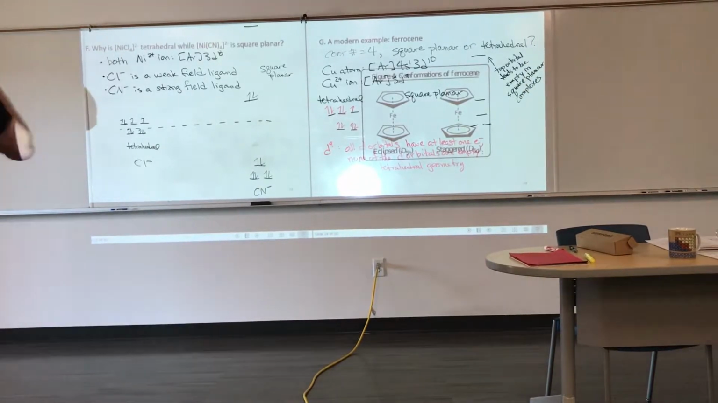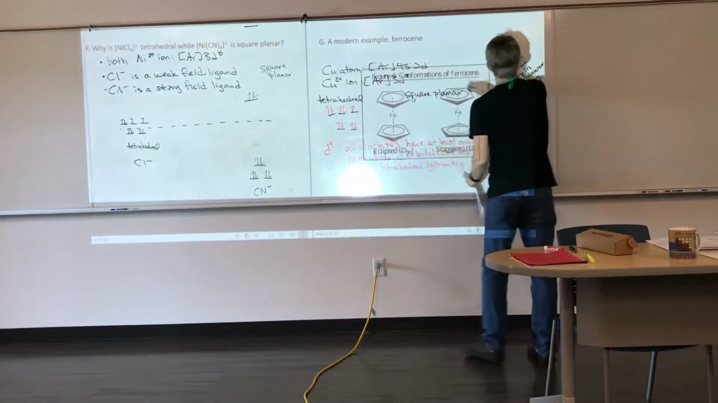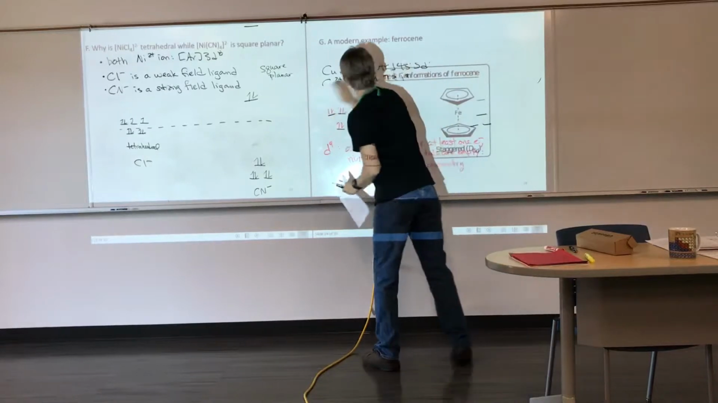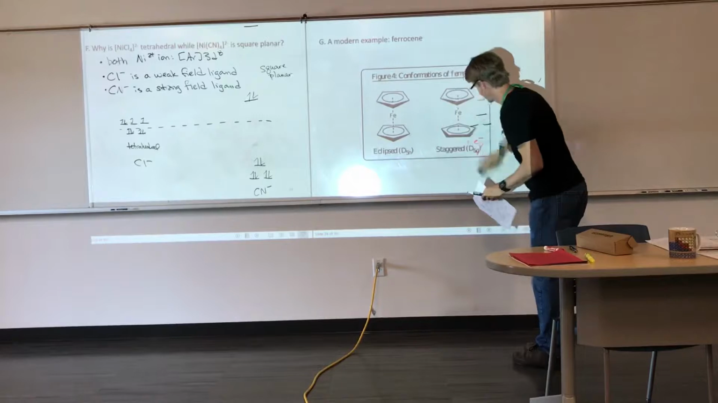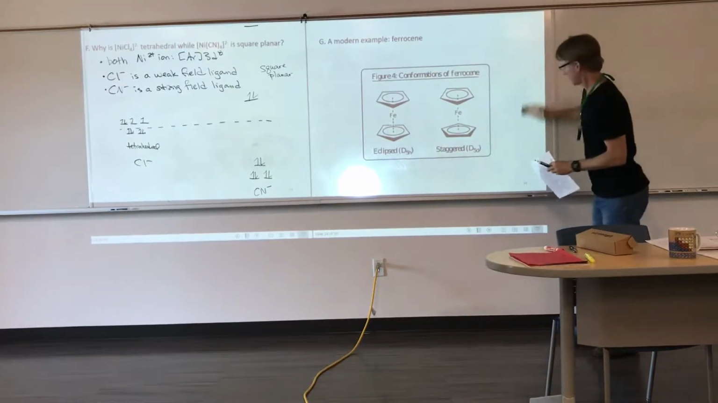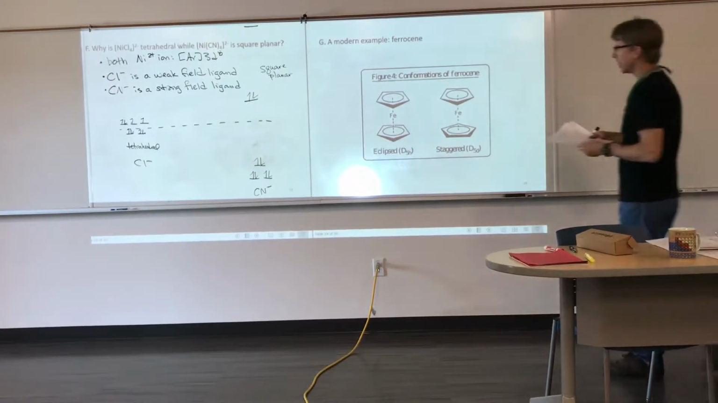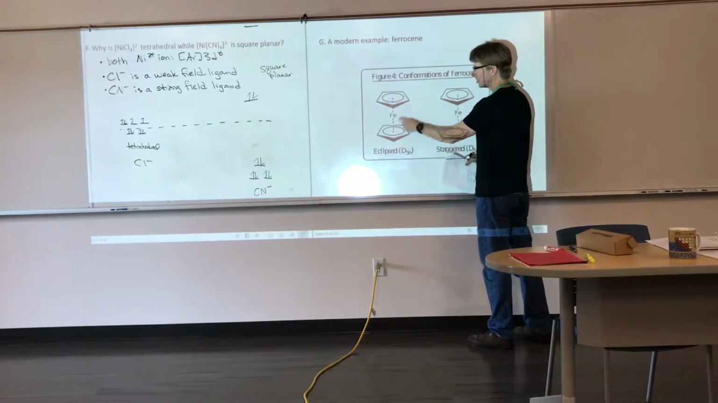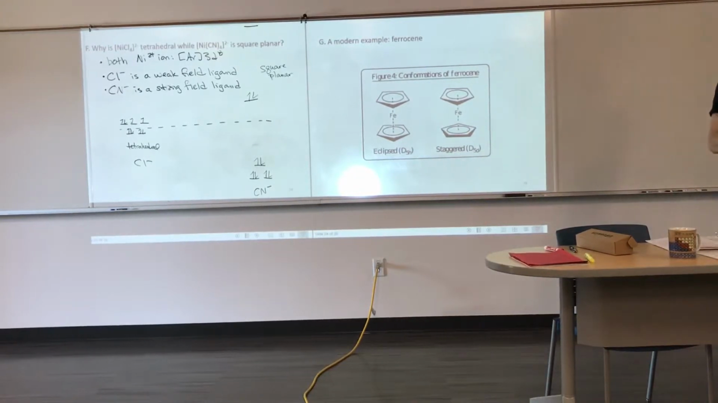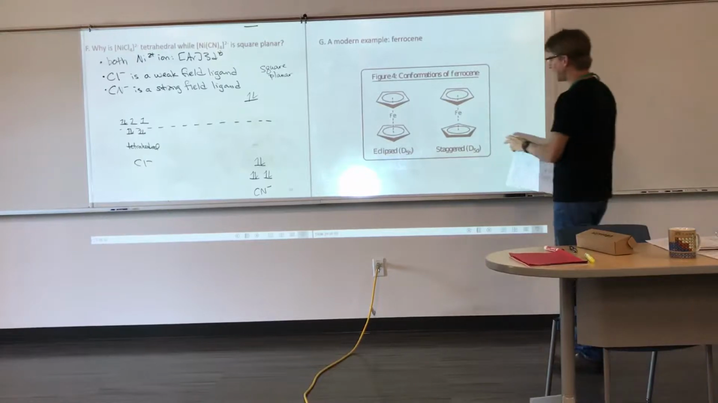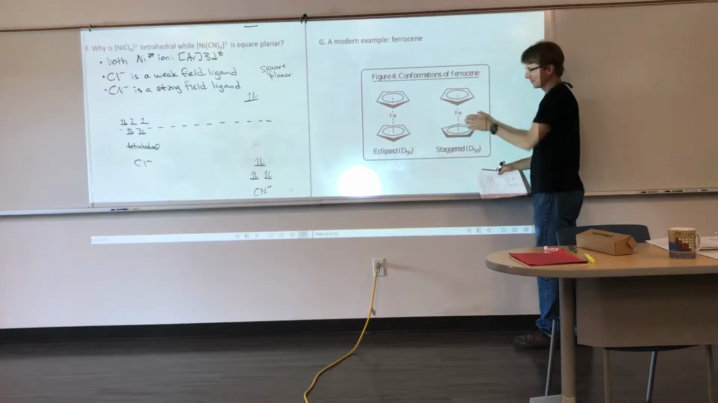A modern example is what's called the ferrocene ligands. It is actually two cyclopentadienyl groups. We don't have to worry about the name. All we have to worry about is that this will form basically a bidentate ligand.